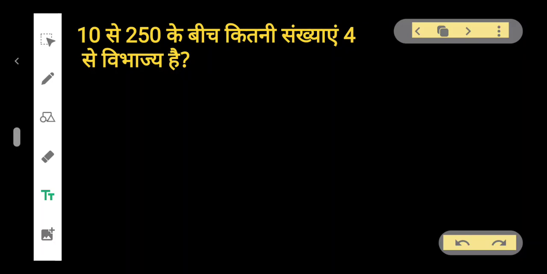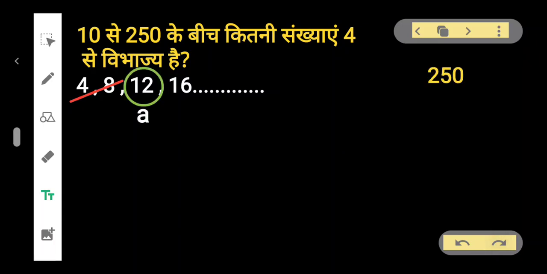Multiples of 4 means 4, 8, 12, 16, and we have to find multiples up to 250. 4 and 8 are less than 10, therefore leave 4 and 8. We have to start from 12 because we have to find the multiples between 10 and 250. So the first multiple more than 10 is 12. So our first term will be 12. This is our A. Now up to 250.